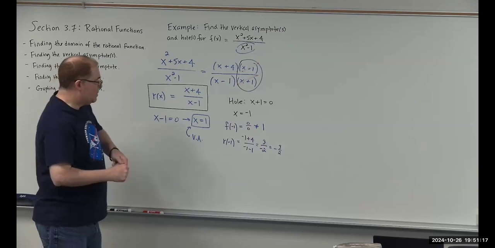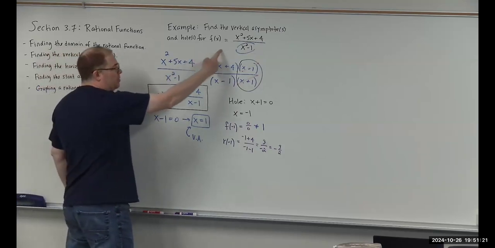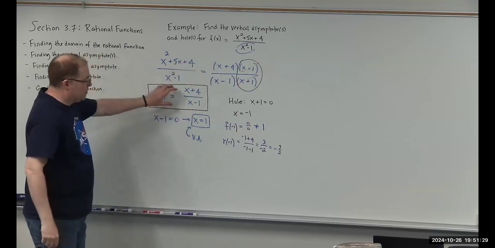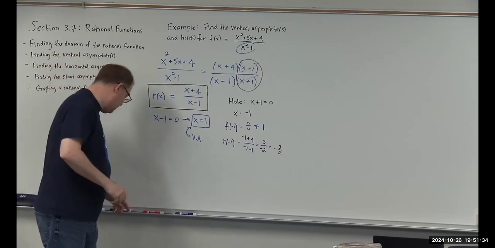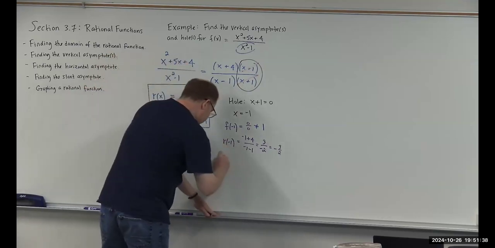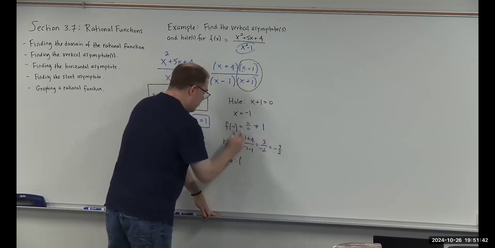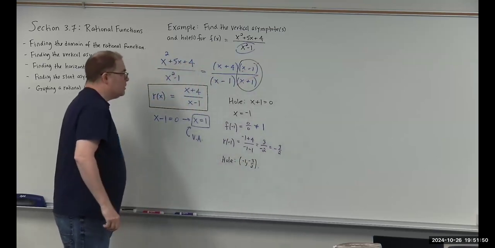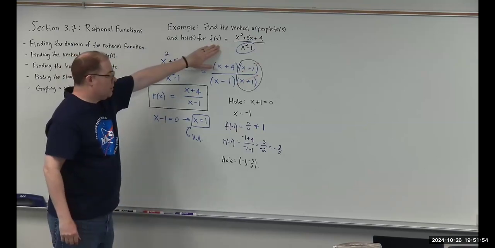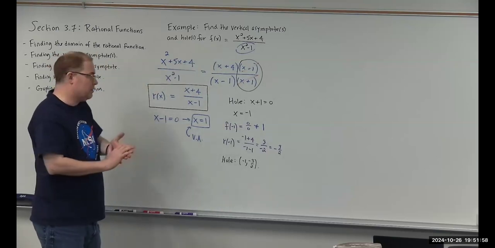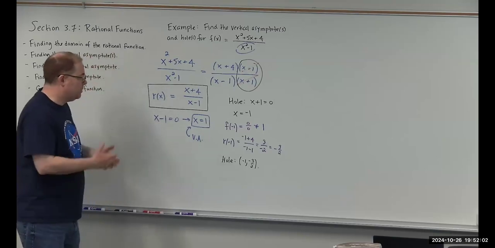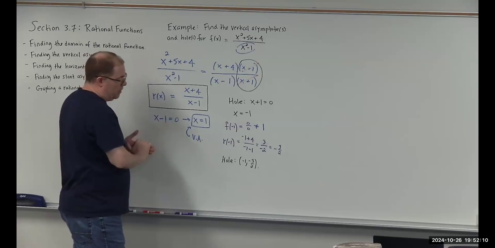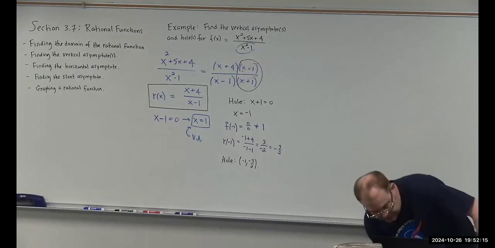So what this is saying is that if we were to plot this function, remember, this is the reduced form, it's going to look like this, except there's going to be a hole in it. And that hole is located at negative 1, comma, negative 3 halves. So I'm going to graph this. On Desmos, the hole doesn't show up, so that's why it's important to understand these concepts. I'm going to plot this one, and then I'll plot the hole.